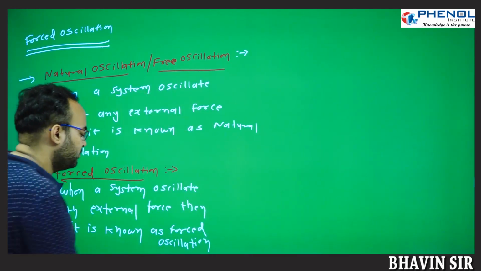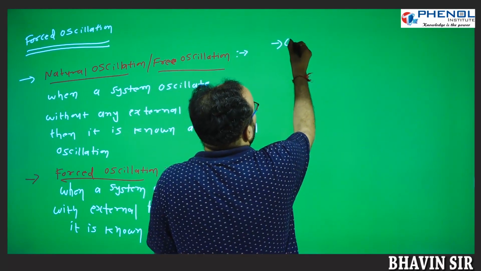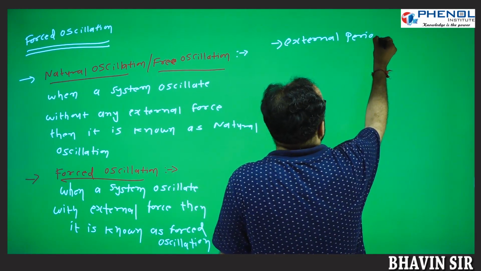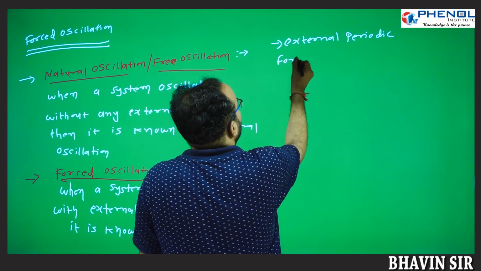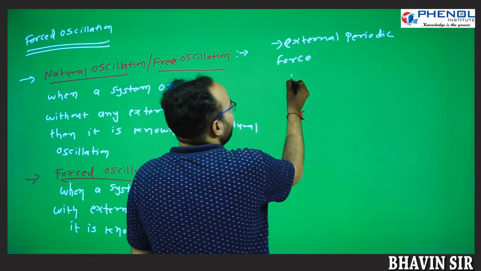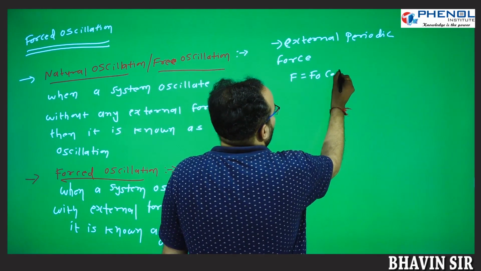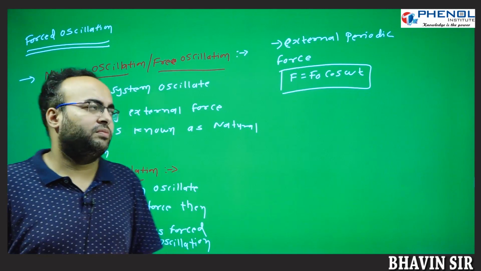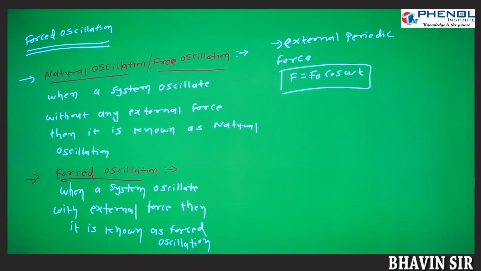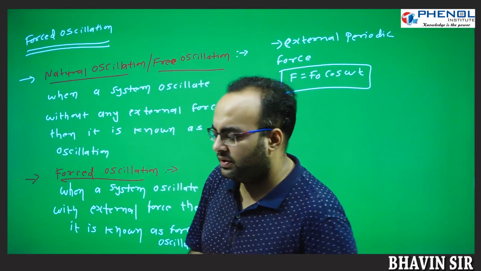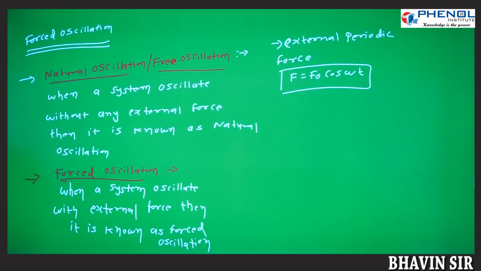So what is that external force, students? The external periodic force is given by F is equal to F naught cos omega t, where F naught is the maximum force, omega is the angular frequency, and t is time.